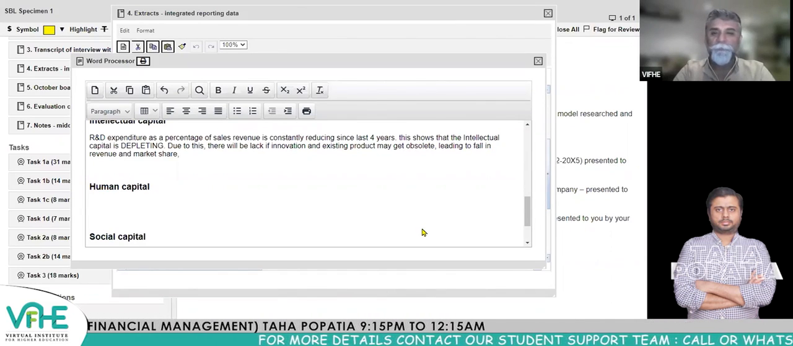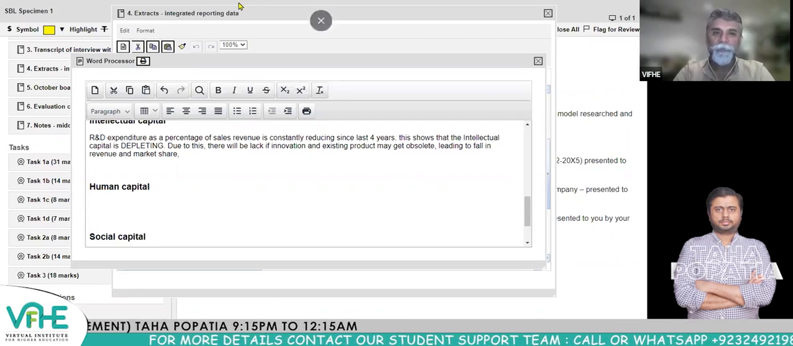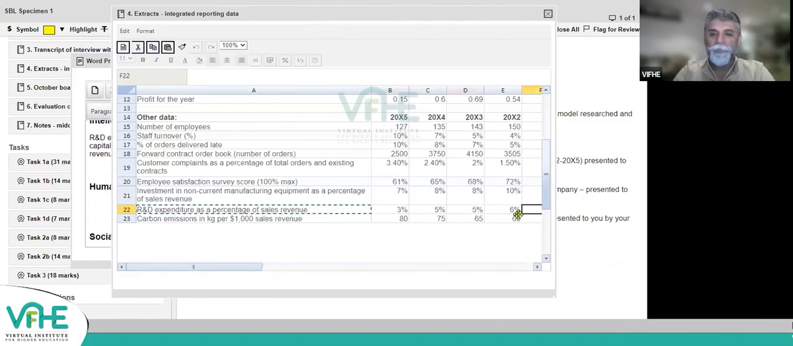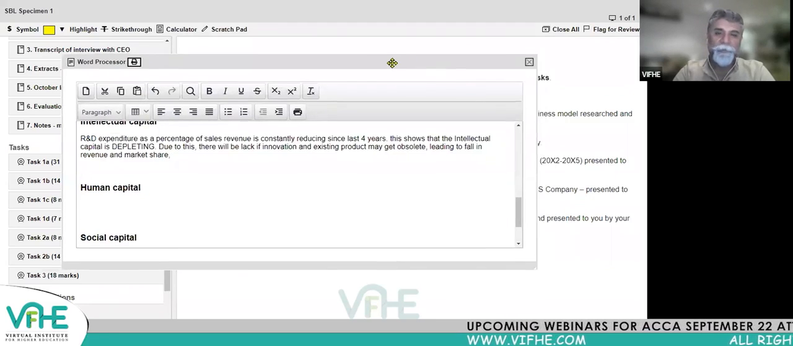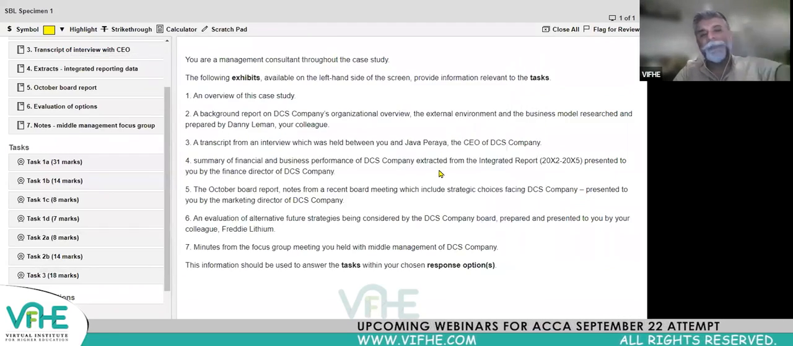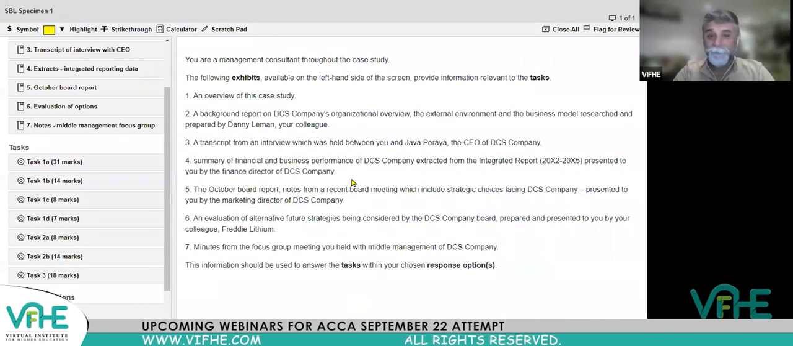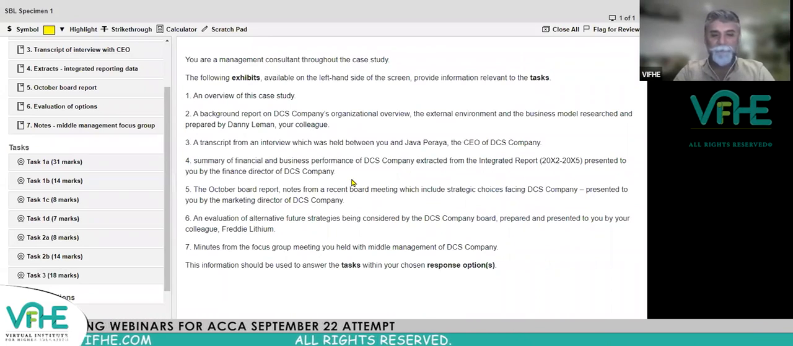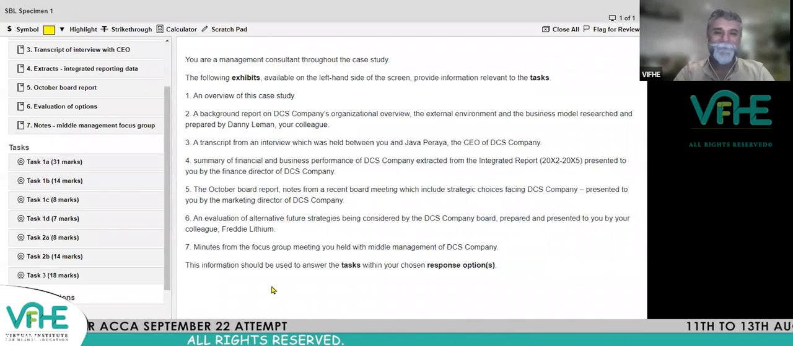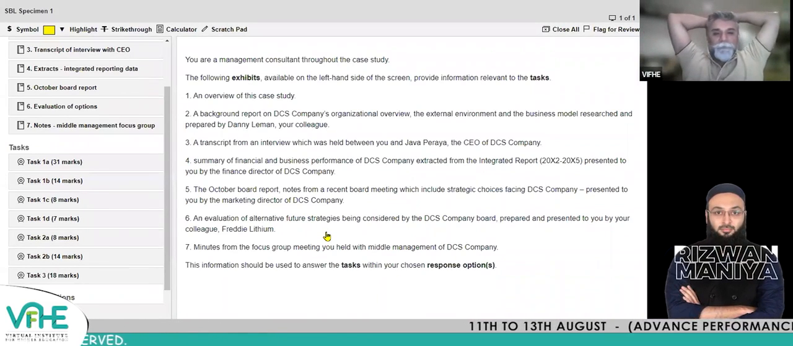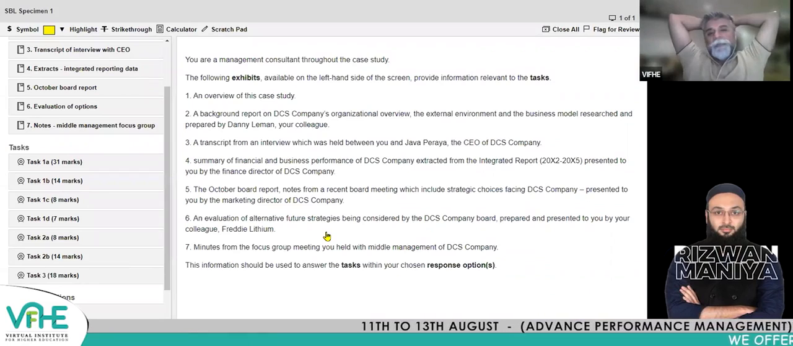R&D was constant for the past four years. Okay. No, 6553 is not constant. Anyway, we are done. It all depends on the availability of information. Maybe if you read some other exhibit, you might find some positive things. But as far as I'm concerned, we have done it nicely. Any question, guys? Do you understand how to deal with it? Yes, Ali Abbas, maybe.